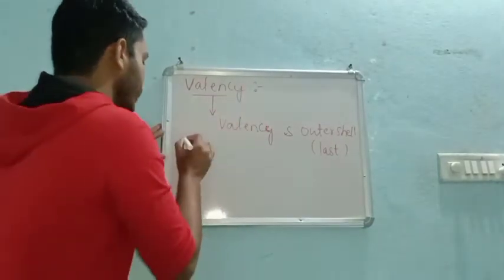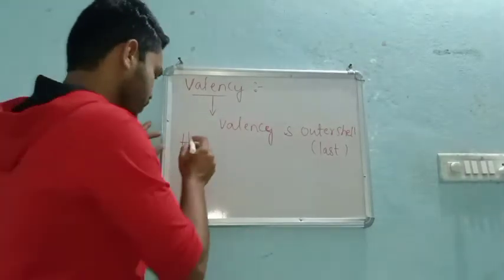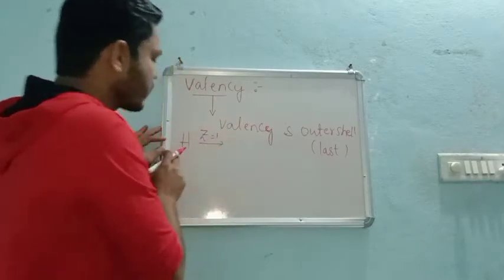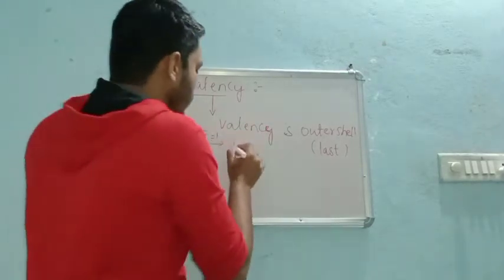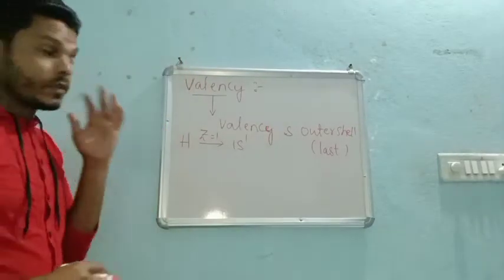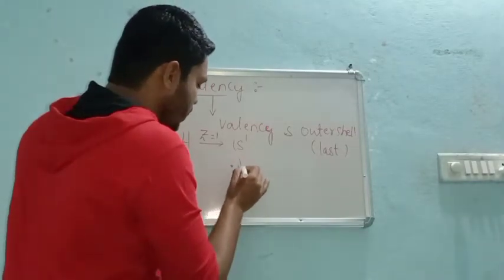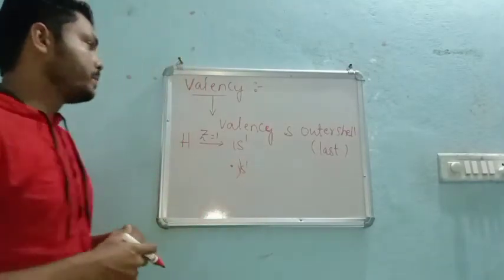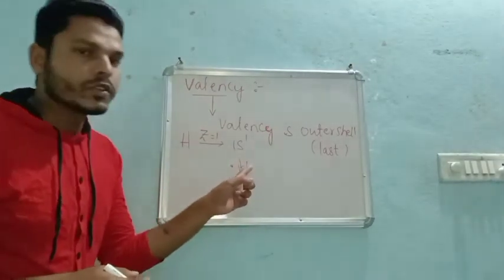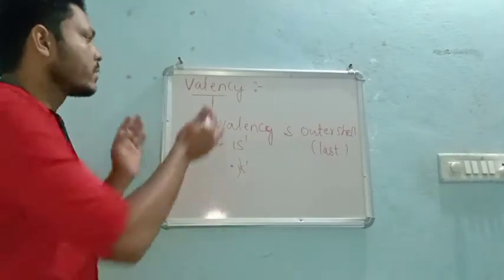So take one example, hydrogen. We will start with very basic hydrogen. Here the Z value, the atomic number of hydrogen, is 1, and now I can write the electron configuration like 1s1. So that means there is only one principal cell and only one electron in hydrogen. So that's why this electron must go and form a bond with another element. That is nothing but the valency.